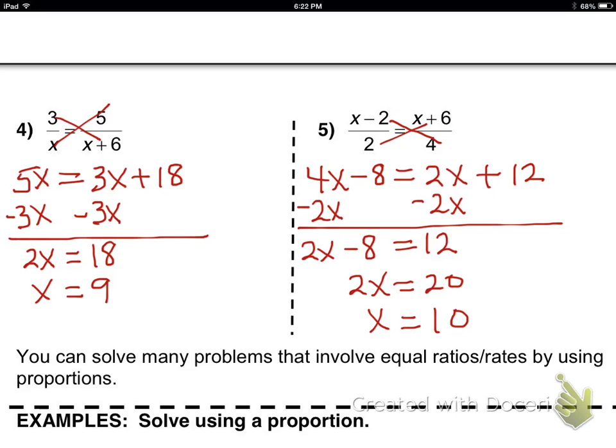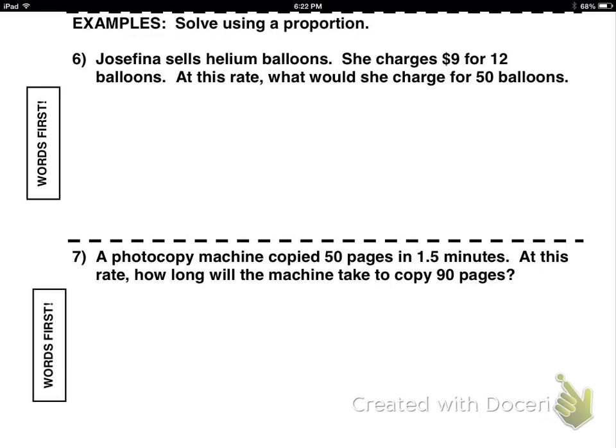Proportions are a very useful mathematical tool to solve many real-world problems. And that's what the next few examples will show. So in this example number 6, we have a word problem in which we're told that Josephina sells helium balloons. She charges $9 for 12 balloons, and we're asked to find how much she would charge for 50 balloons if she continued charging at that same rate of $9 for 12 balloons.